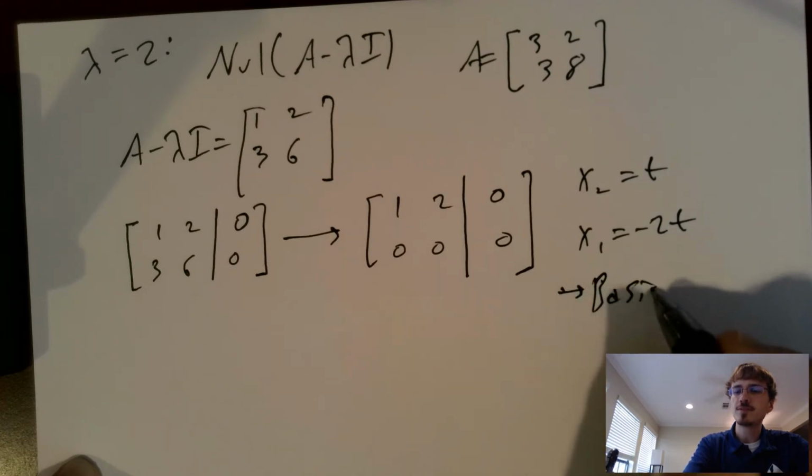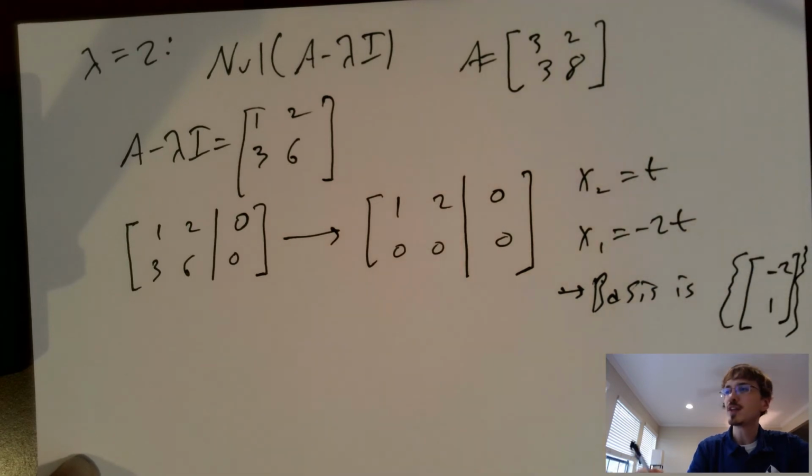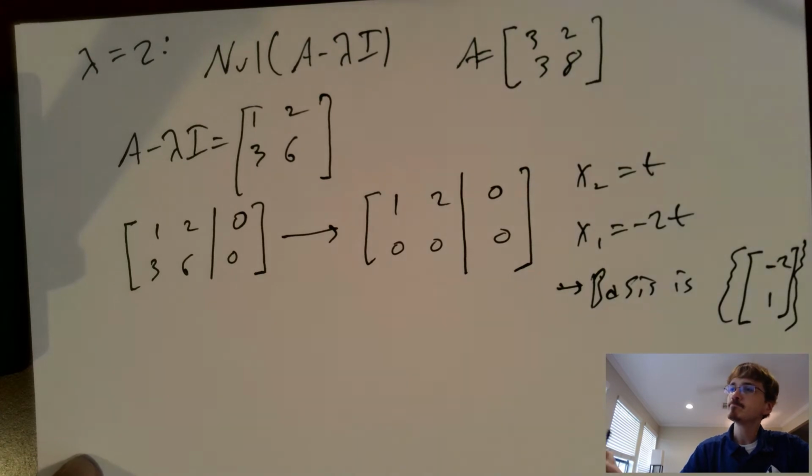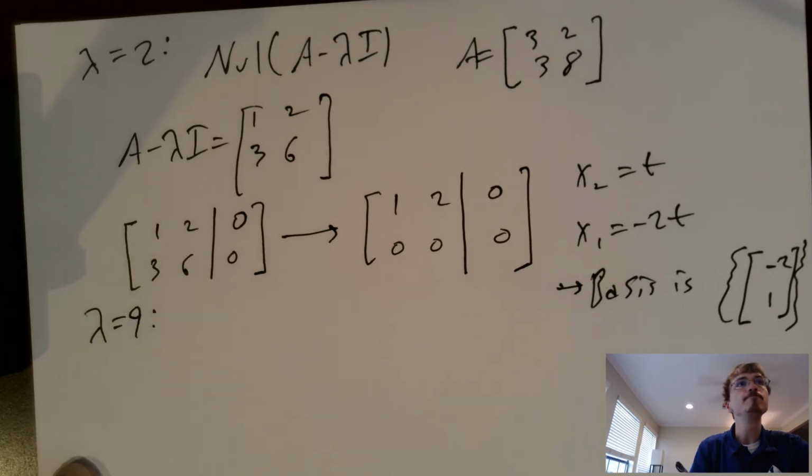A basis is negative 2, 1. Yeah, that's a basis for that eigenspace. What about if lambda is equal to 9? Pause the video, you can do this yourself.